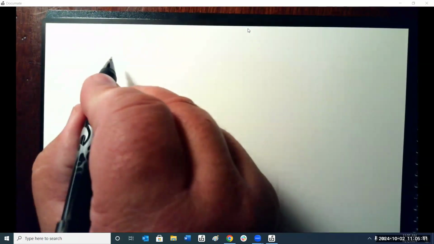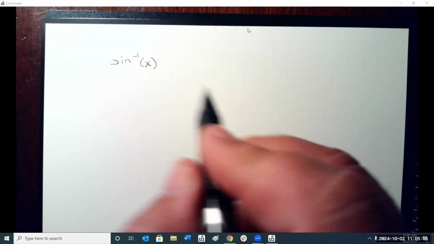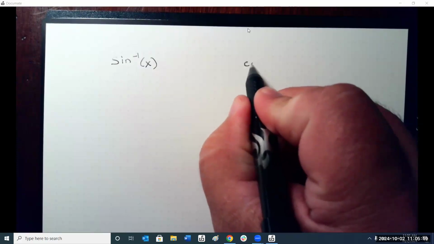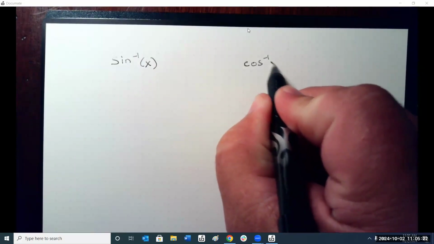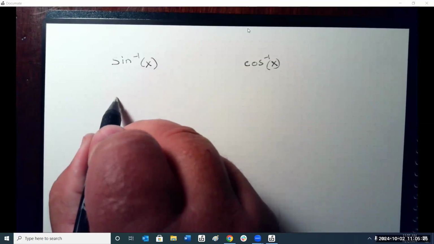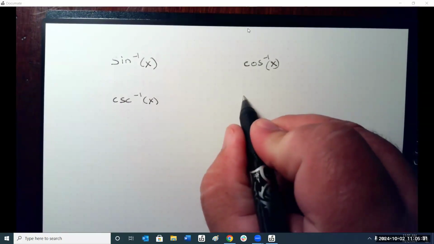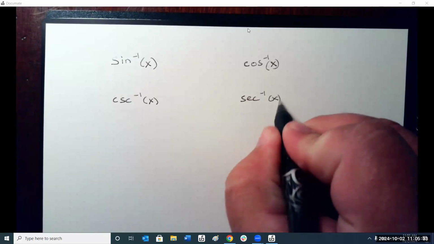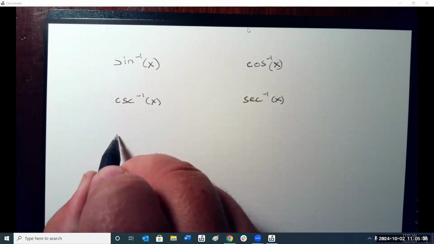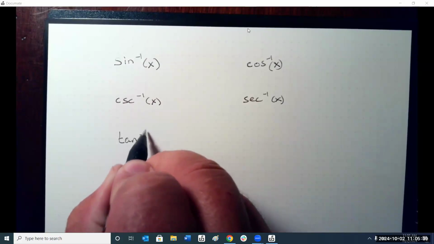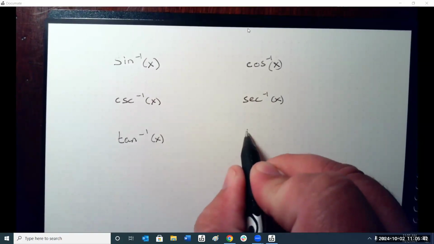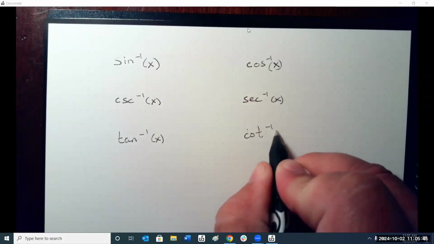Now there are 6 different types of inverse functions: inverse of sine, inverse of cosine, inverse of cosecant, inverse of secant, inverse of tangent, and the inverse of cotangent.